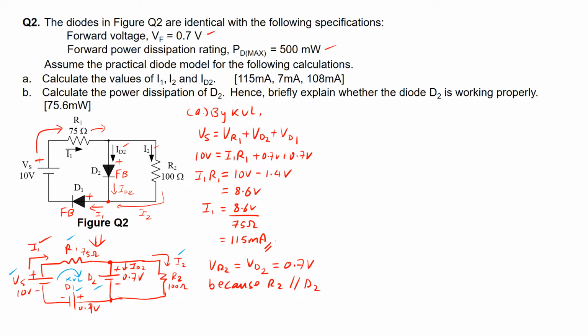And because of this, to calculate the current I2, VR2 is equal to I2R2. And this happens to be equal to 0.7 volts. So to calculate I2, it is equal to 0.7 volts divided by the resistance of R2. So this will give us 0.7 volts over 100 ohms. And in this case, the value of I2 will be equal to 7 milliamps.